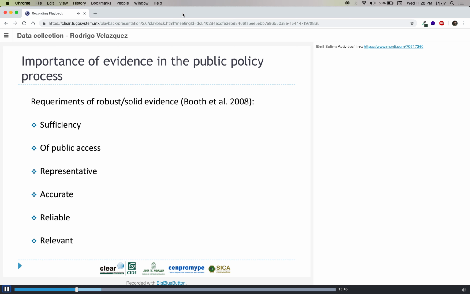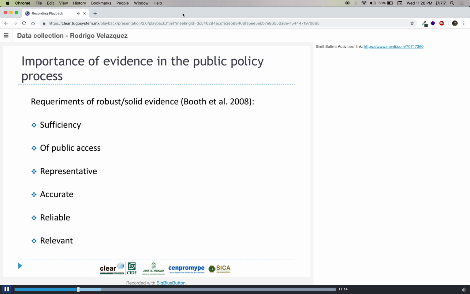So now we are going to analyze the different requirements of solid evidence according to Booth and his colleagues, Colomb and Williams, in 2018, and they say that evidence has some specific requirements in order to be considered as solid evidence.